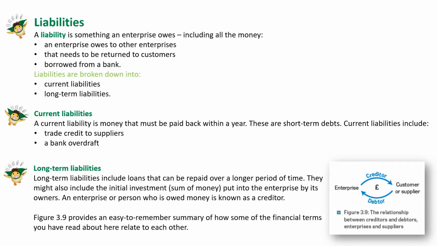An enterprise or person who is owed money is known as a creditor. Make sure you get that the right way around. Figure 3.9, that blue one on the right, is an easy to remember summary of how some of the financial terms you have read about here relate to each other. Make sure you get the creditor and the debtor word the right way round. A creditor is part of liabilities.